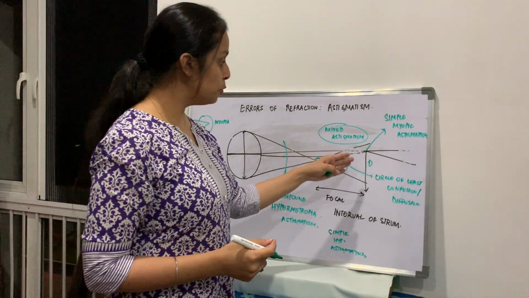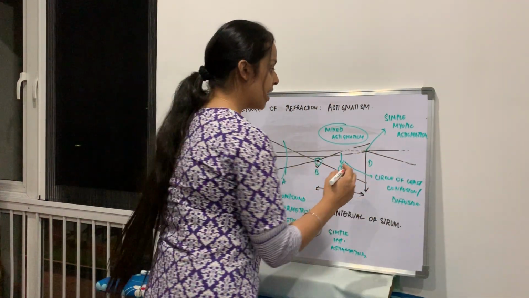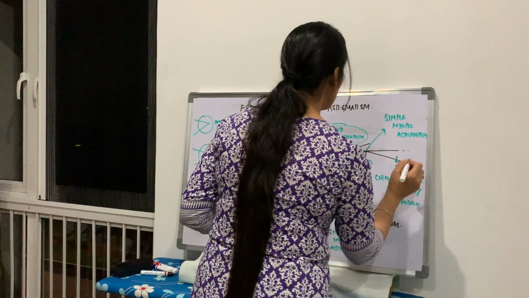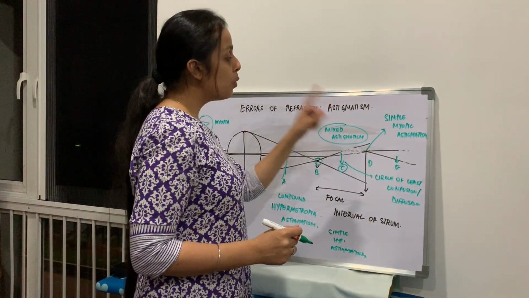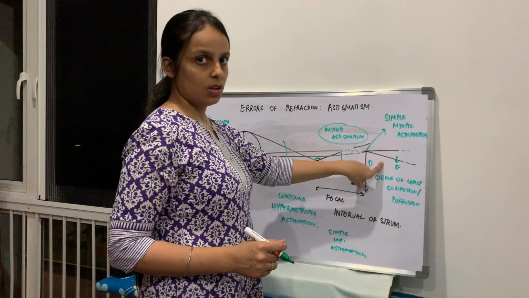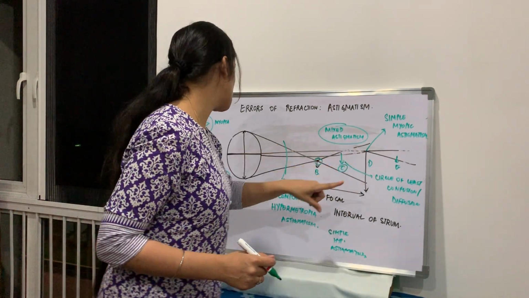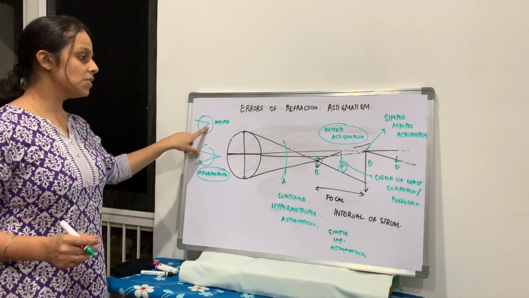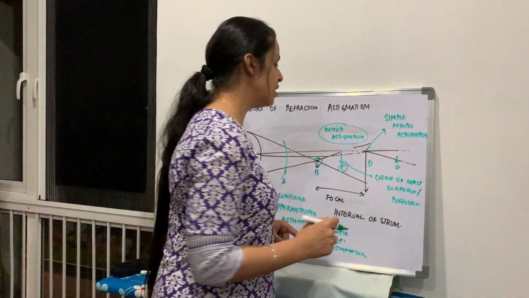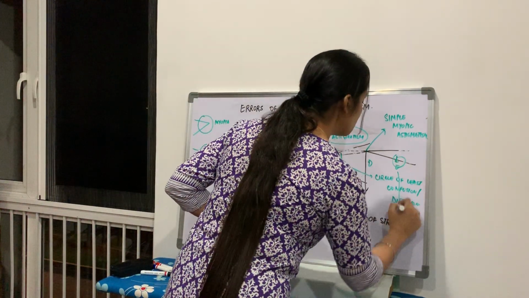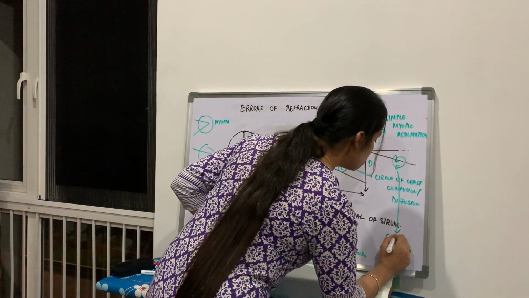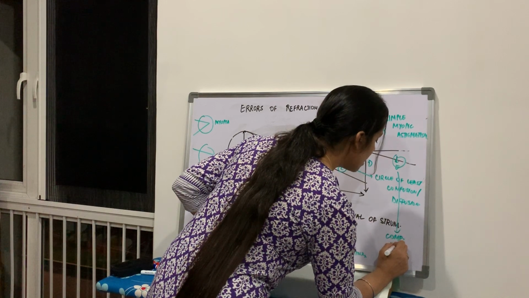Now after we move past this point D, when we come to point E, the rays from both the meridia are diverging, because they have already come to focus. So point E is going to be compound myopic astigmatism.